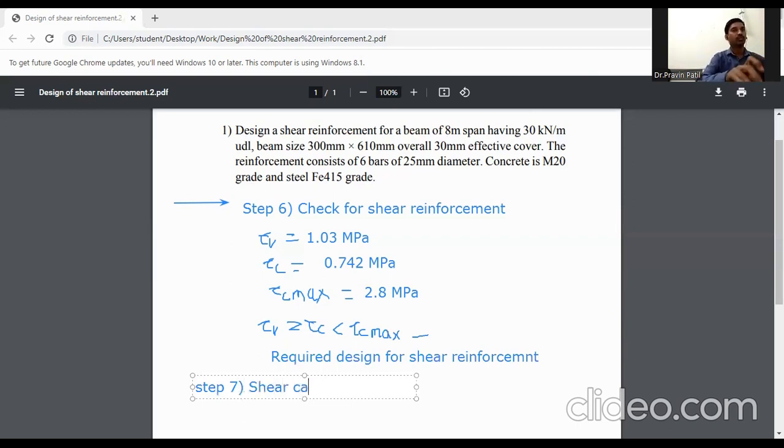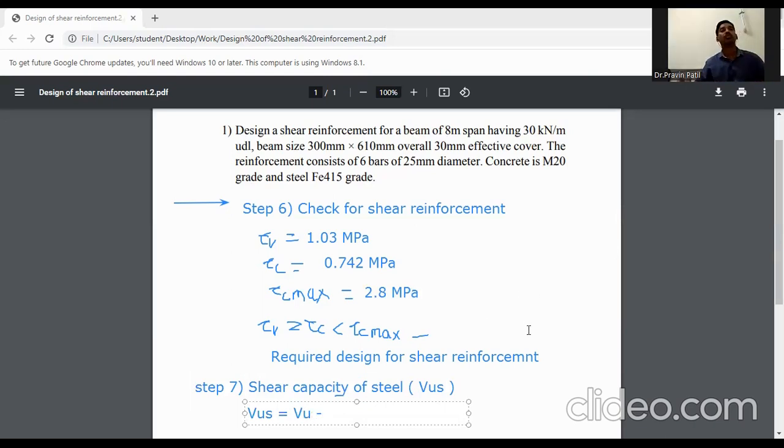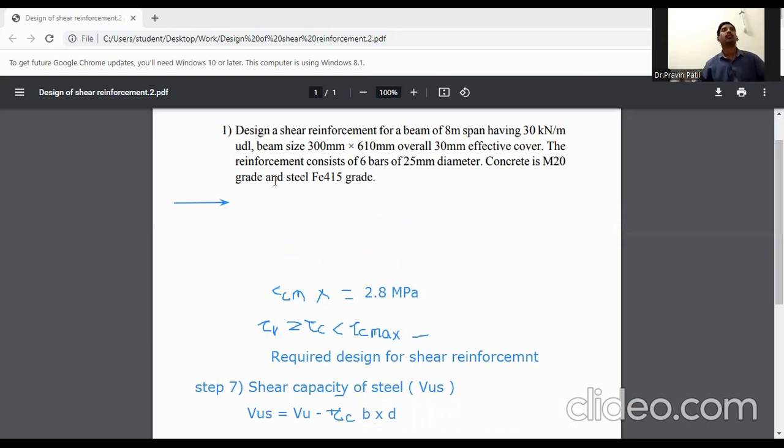Shear capacity of steel, that is VUS. VUS is equal to VU minus tau C into B into D. So just calculate VUS by putting all these values.